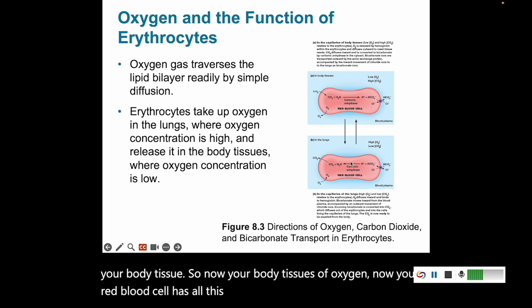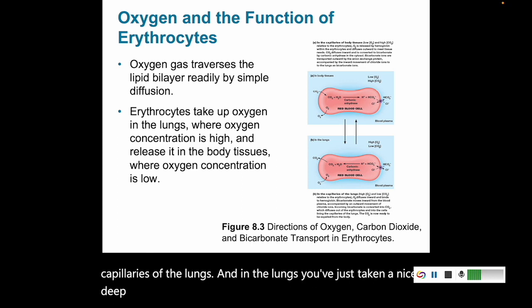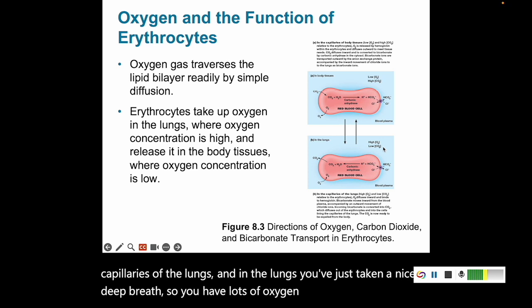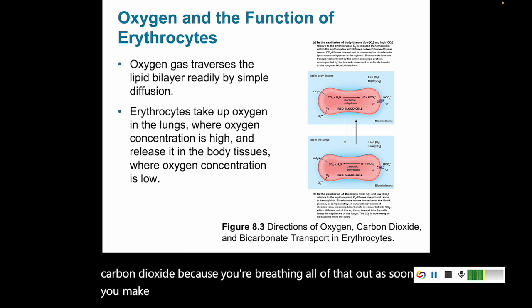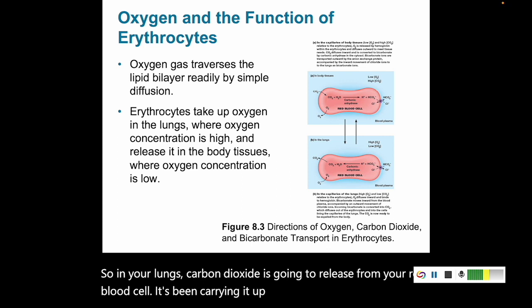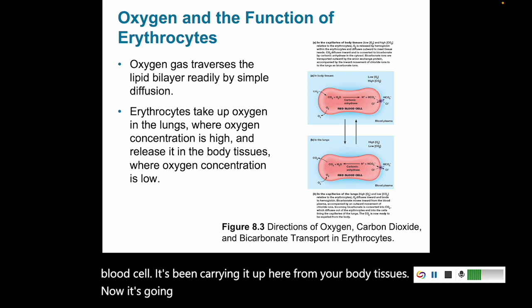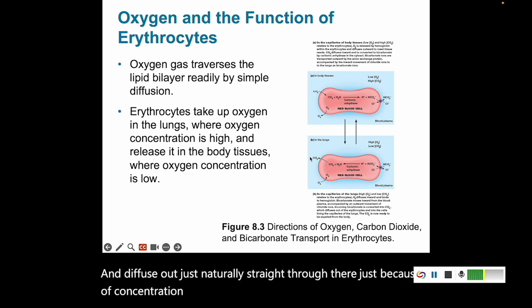It travels back up to the capillaries of the lungs. And in the lungs, you've just taken a nice deep breath, so you have lots of oxygen here and low carbon dioxide because you're breathing all of that out as soon as you make it. So in your lungs, carbon dioxide is going to release from your red blood cell. It's been carrying it up here from your body tissues. Now it's going to release in your lungs and diffuse out, just naturally straight through there because of concentration. And then you breathe out that carbon dioxide.